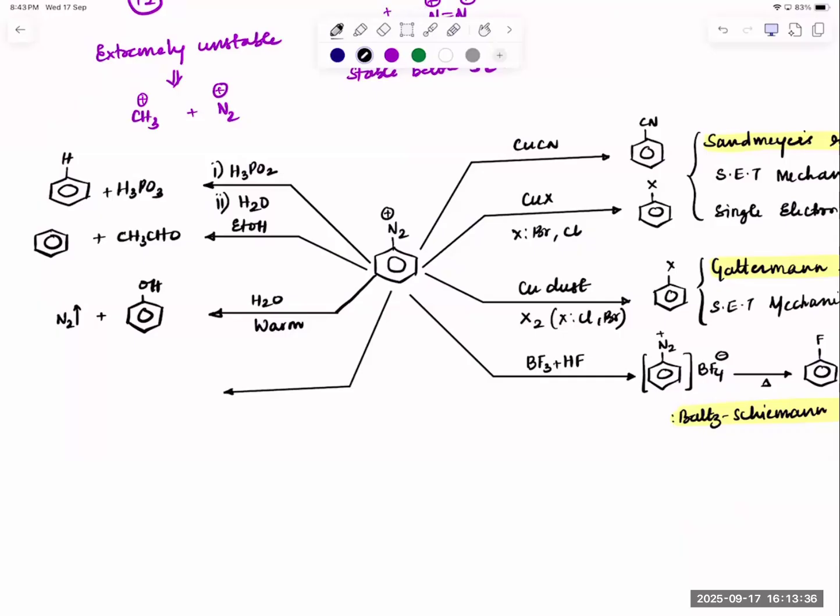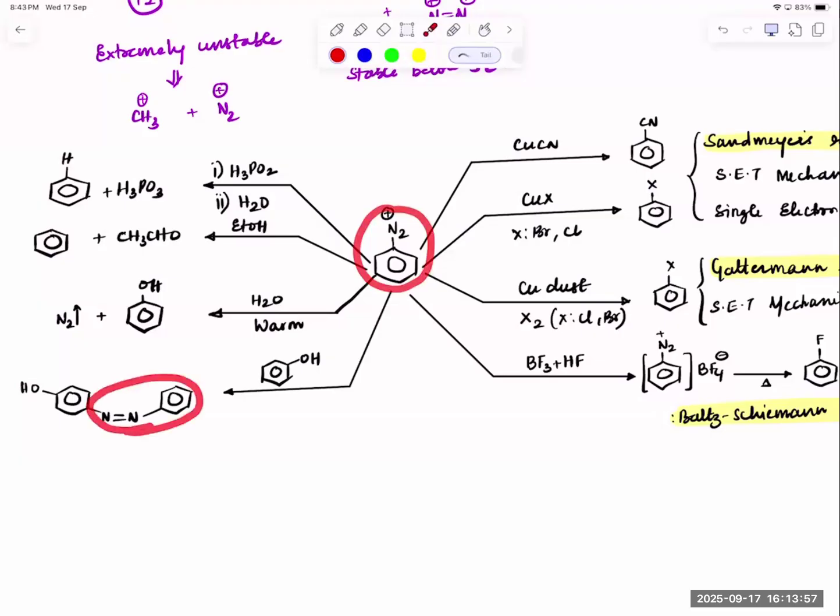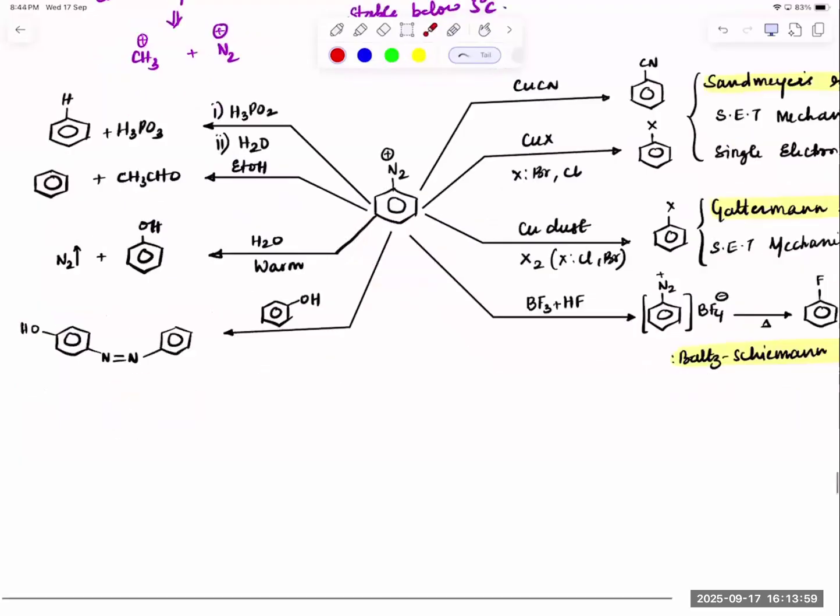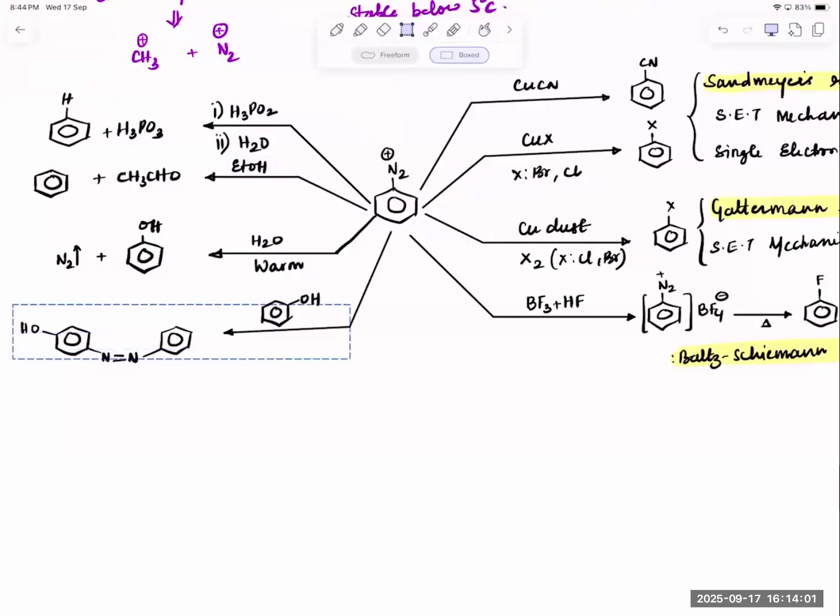Next, if you treat this with phenol, a coupling reaction will take place. If you have a phenolic group here, on the para position you can have an N double bond N attachment with this benzene group. So this entire group will act like an electrophile and connect on the para position.